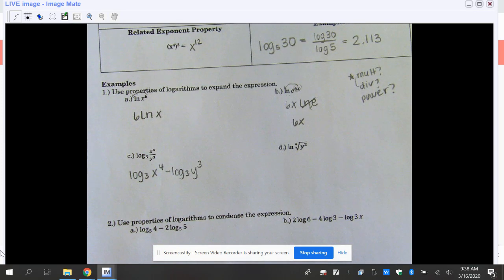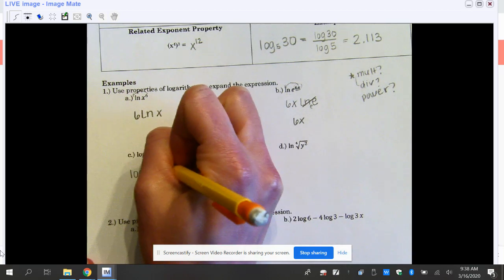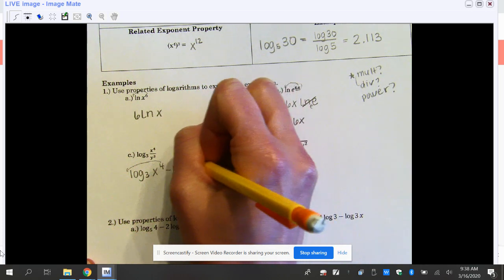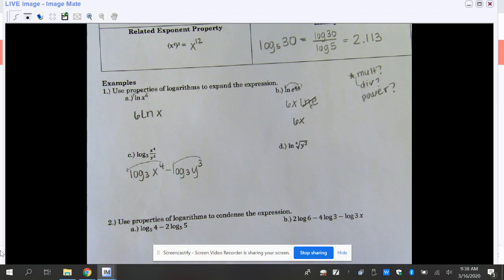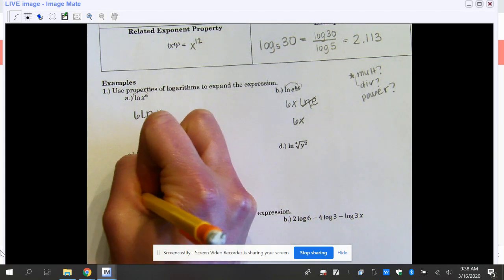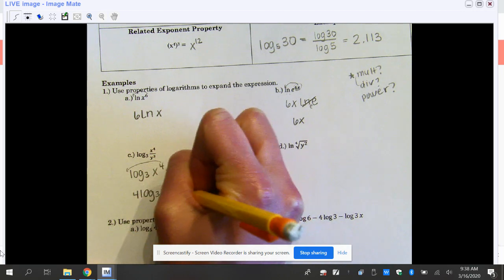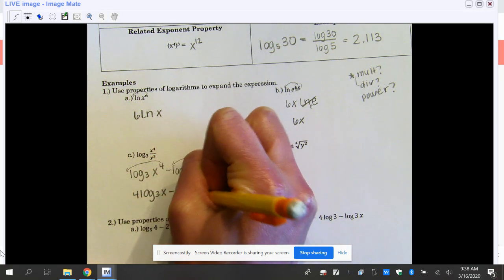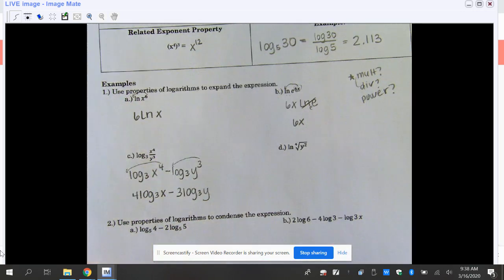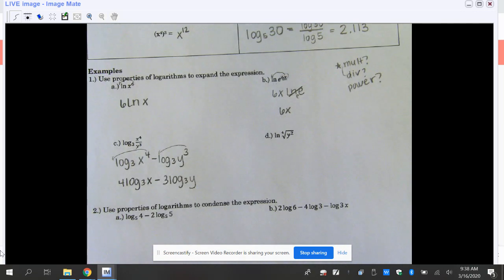And so from here now, I'm going to bring my exponents out front. The x and the y are not being multiplied by anything, so I don't have to take apart any multiplication. So now that's just going to be 4 times log base 3 of x minus 3 times log base 3 of y. And that would be my final answer.